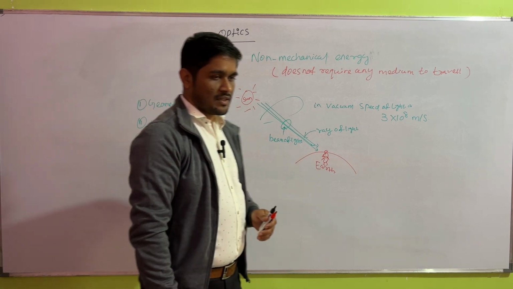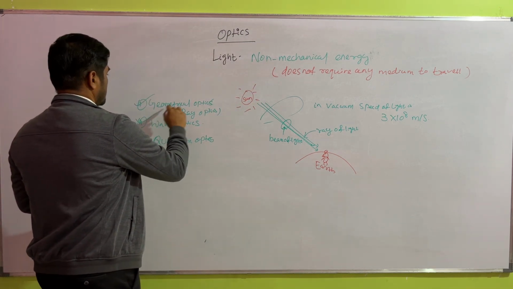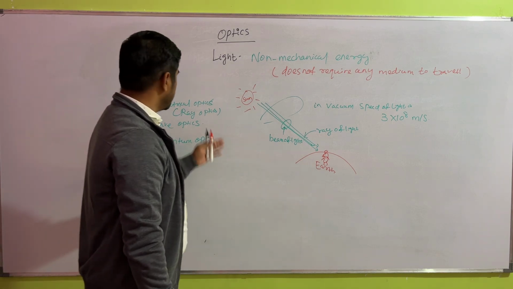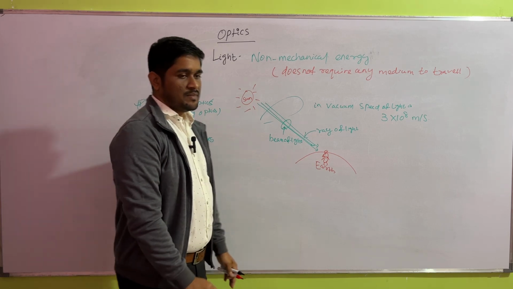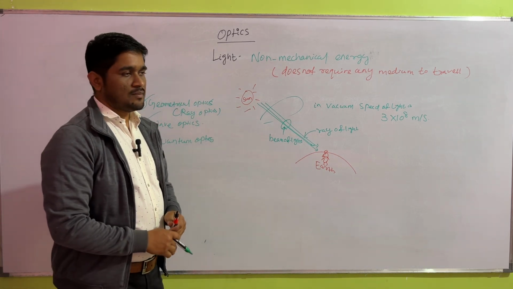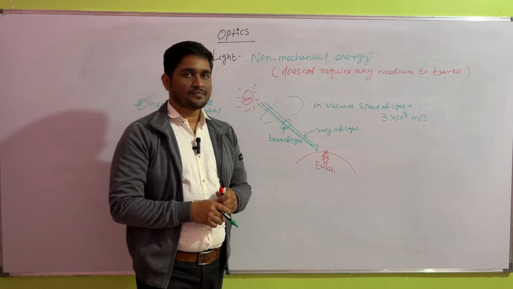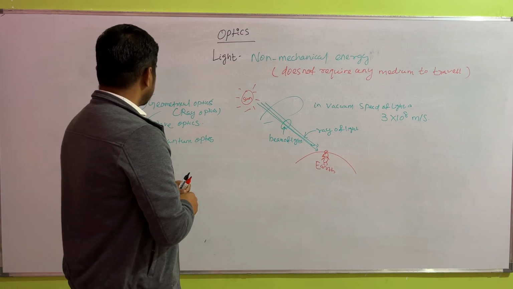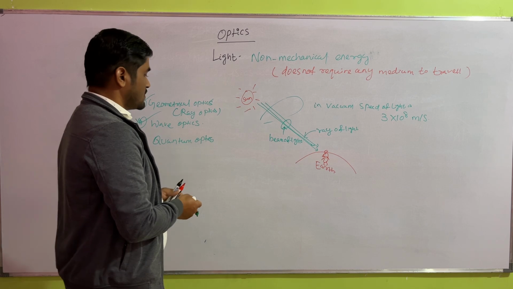So in your syllabus, we have to discuss only the geometrical optics and wave optics. Geometrical optics is also known as ray optics. That means here we assume the ray of light travels in a straight line. Clear? So next, we have to discuss about ray optics.